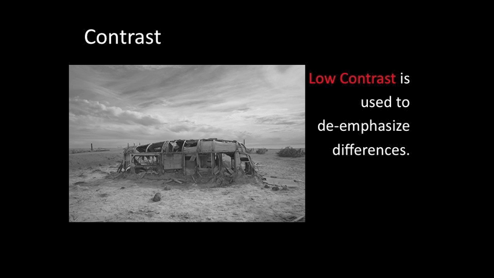Using the same element of value in this photograph, low contrast is used to de-emphasize differences. Therefore, this picture looks overall very gray or the same value. That would be low contrast, a very good example. A really great way to tell is to squint at something if you're unsure if it's high or low contrast. If you squint at an image and you see great differences, it means it is high contrast.